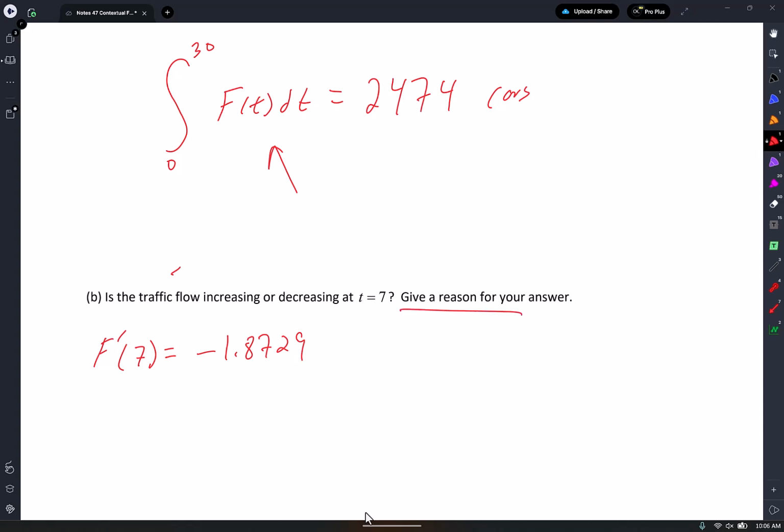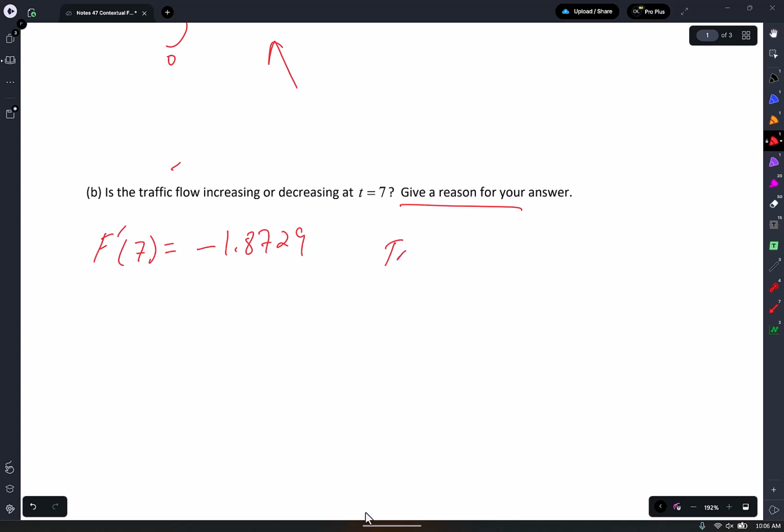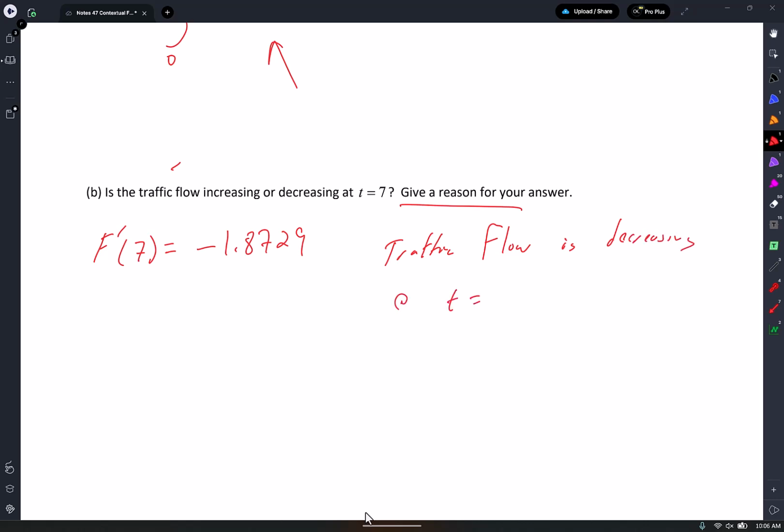And it says give a reason. So all you got to do is say traffic flow is decreasing, and you got to tell it at what time? At t equals 7, since F prime, notice that I put capital F prime. Capital F prime of 7 is negative. Well, actually, you don't have to say at t equals 7 because you're already saying it with the expression, with the 7 in there. And there it is, full credit.